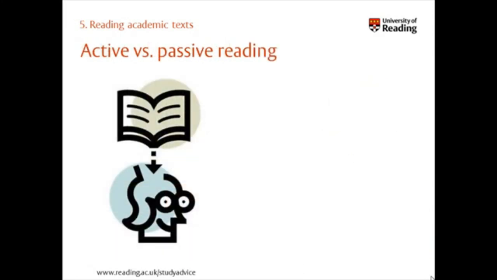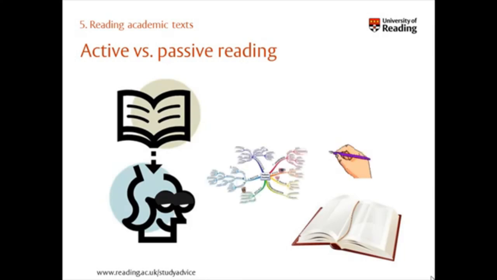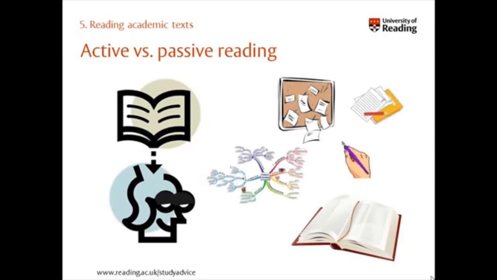To be efficient at reading academically, you need to read actively. If you just read academic texts over and over, hoping that the information will somehow pour into your brain, you're likely to fall asleep and not remember what you've read. This is because reading over and over is a passive way of reading. To read actively, you need to do something with the information that you read to engage with it, such as creating mind maps, different forms of notes, or making connections between what you've read.